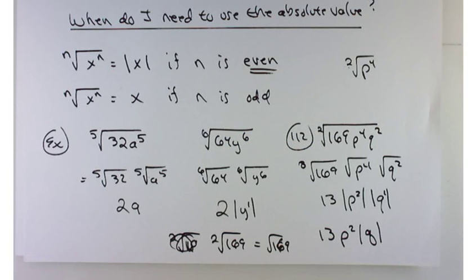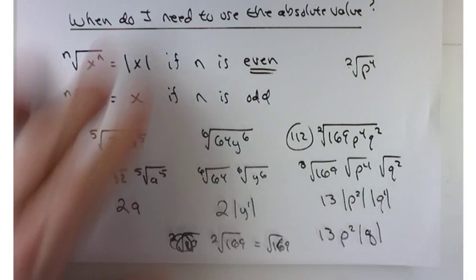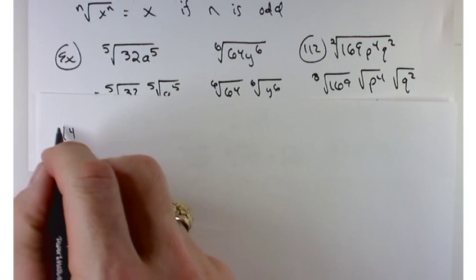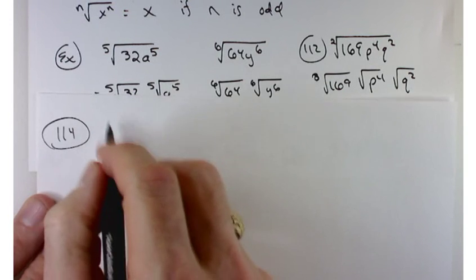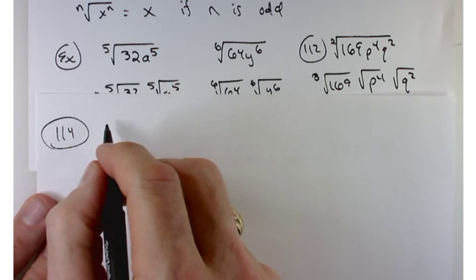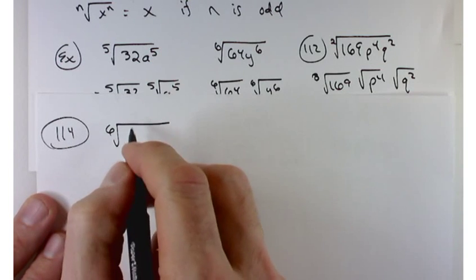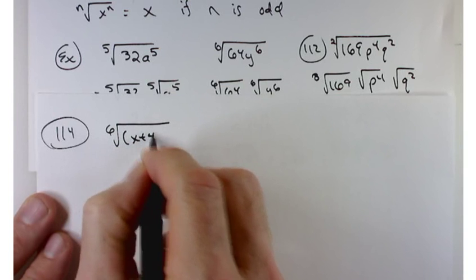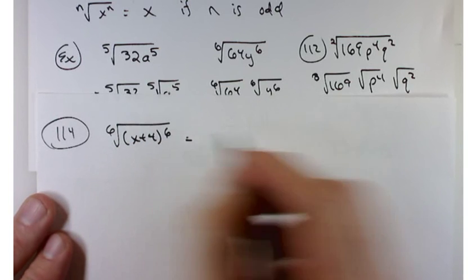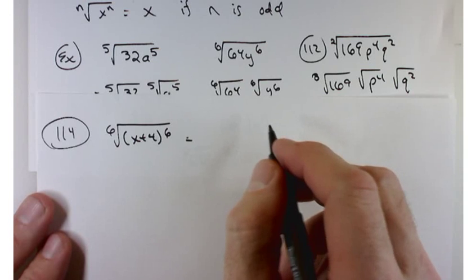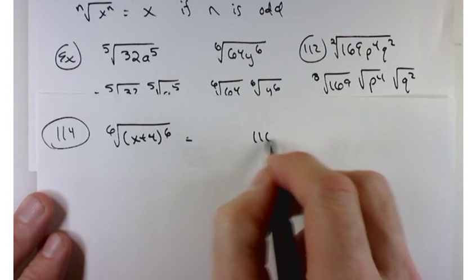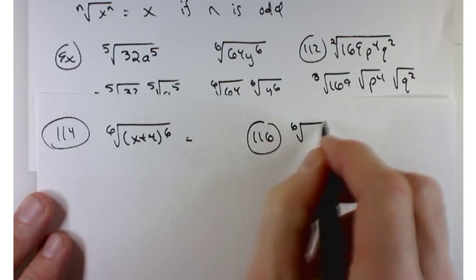So a good example, and you're leading me where I want to go, is problem number 114. Sixth root of x plus 4 to the 6th power. And the last one I'll throw in here is number 116. Sixth root of negative 1.